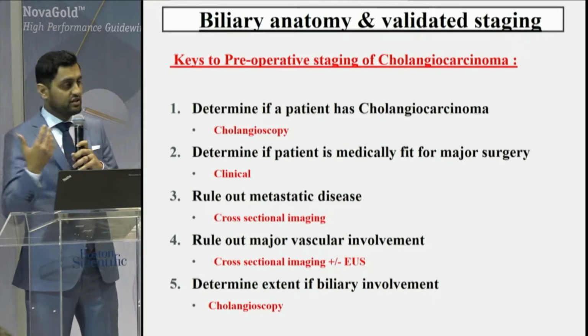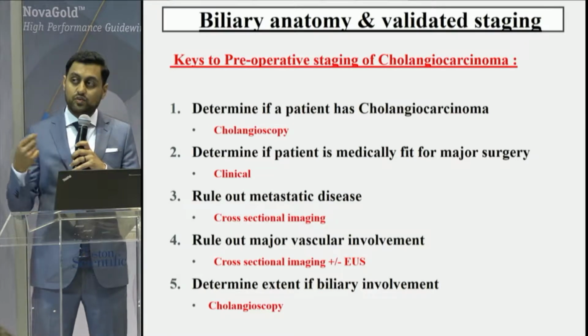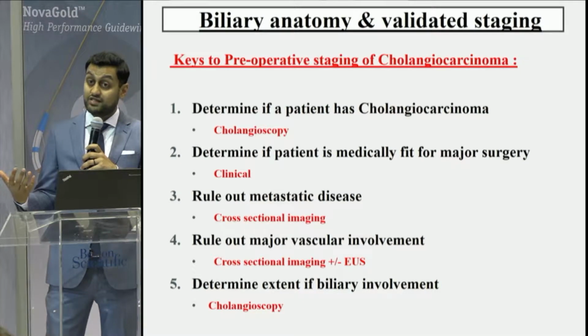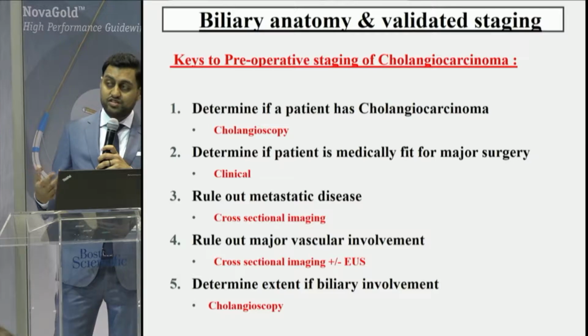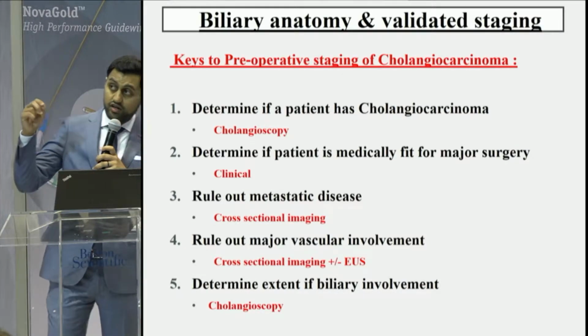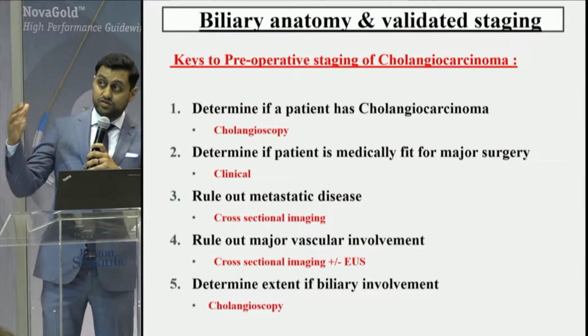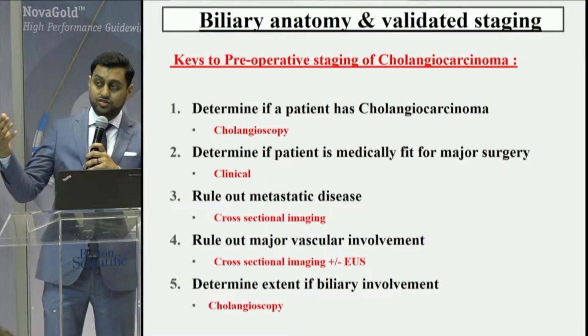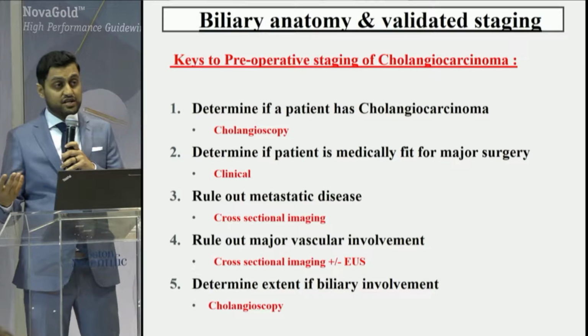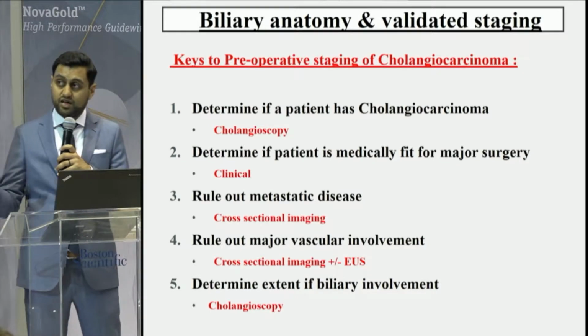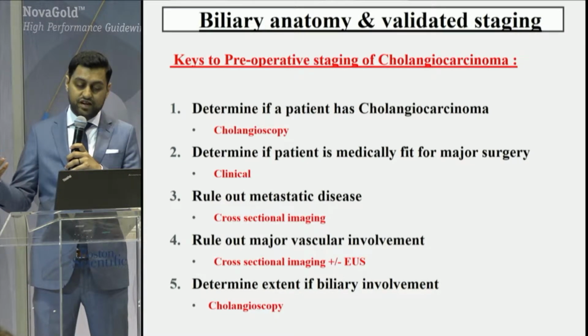With EUS, we can take a look at the surrounding nodes in the portal hepatis. We can FNA those nodes. We can look at the portal vein. Cross-sectional imaging really well defines vascular involvement. MRI and MRCP can also help and add to that. So they're actually complementary. But what we're going to focus on is how we walk through this. First and foremost, we need to know, does the patient have cholangiocarcinoma? We can do that by biopsying within the duct with cholangioscopy, or sometimes with EUS with FNA.